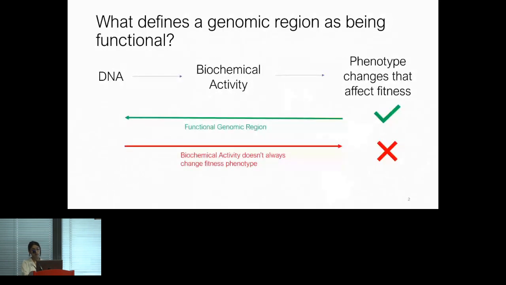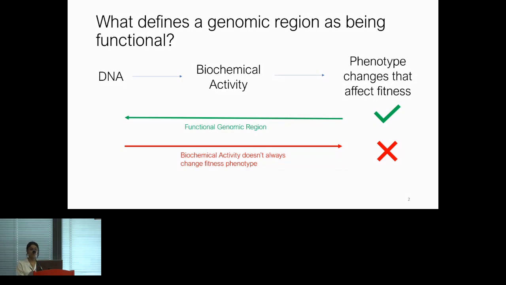So I'm going to start by talking about what the term functional actually means in terms of biology. If we have a piece of DNA that's changing the biochemical activity that then goes on to affect the fitness phenotype of an organism downstream, we can annotate this genomic region as functional. Usually these regions have very strong conservation across species, which means that selection is acting to ensure that these regions are not mutated. Now, this doesn't work in reverse.